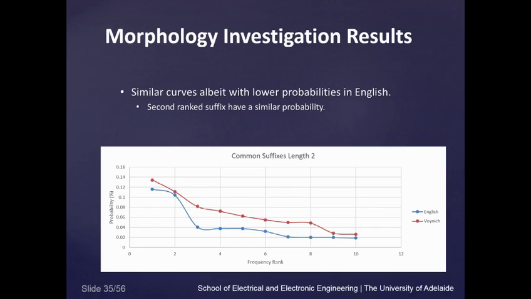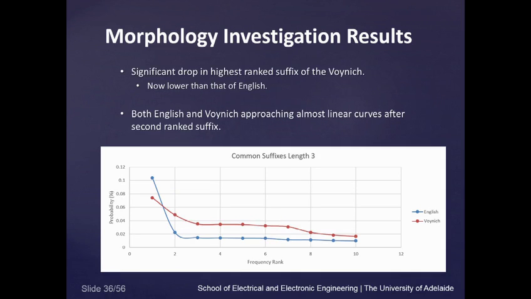Just looking at common suffix lengths of 2, we see that the curves are very similar. There is a significant difference here in rank 2, where they're very close to each other, but in general we see that English is much lower than the Voynich. Once we increase to a suffix length of 3, we see a much larger difference, where the Voynich has significantly dropped below English within the first rank, and then the suffixes begin to become very linear in rank.